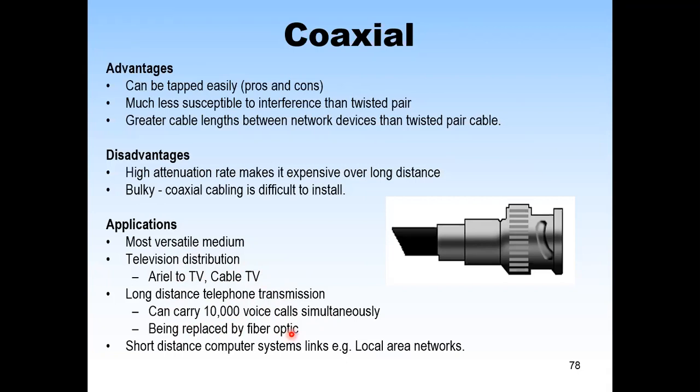Fiber optic is faster than coaxial since here data travels in optical fiber. Data travels in the form of light, and light is the fastest available medium in the universe. Coaxial is also used for short distance computer system links, for example local area networks, but only for very short distances.